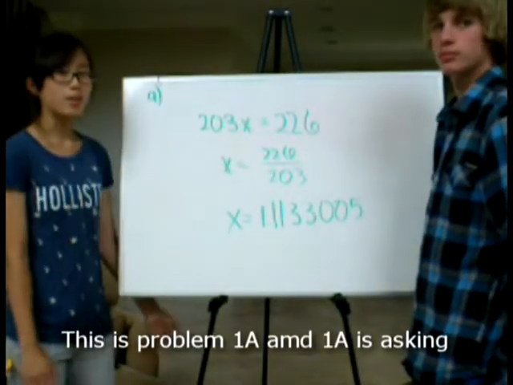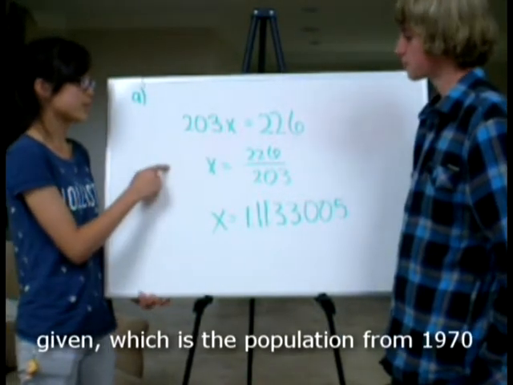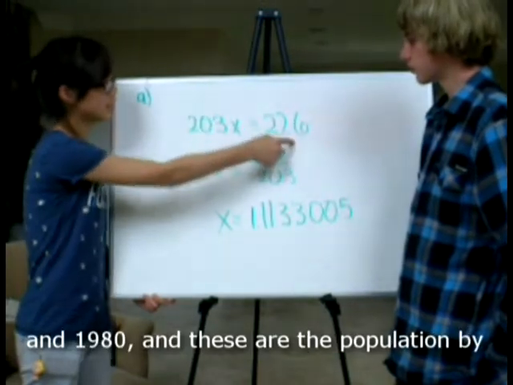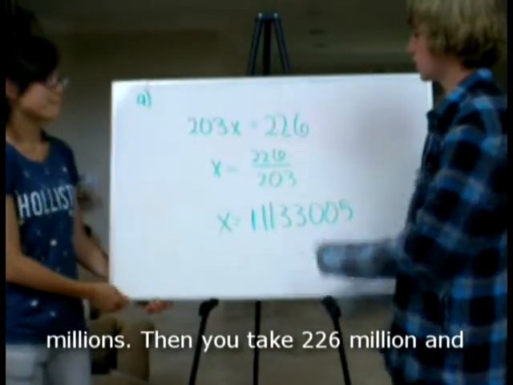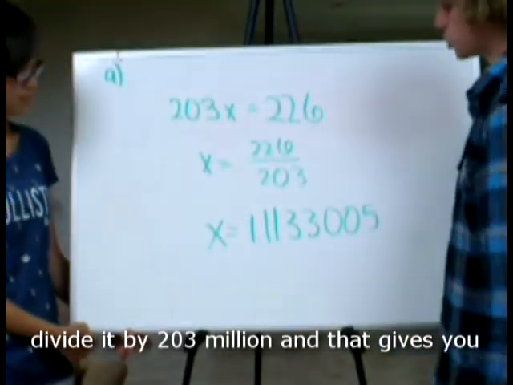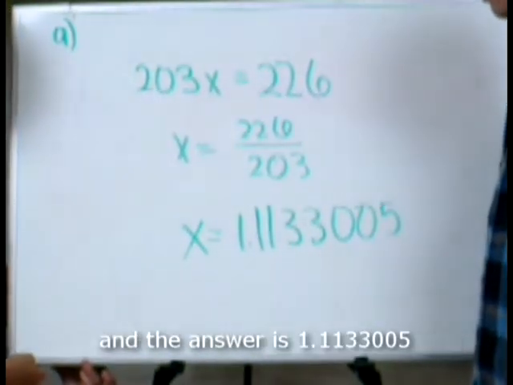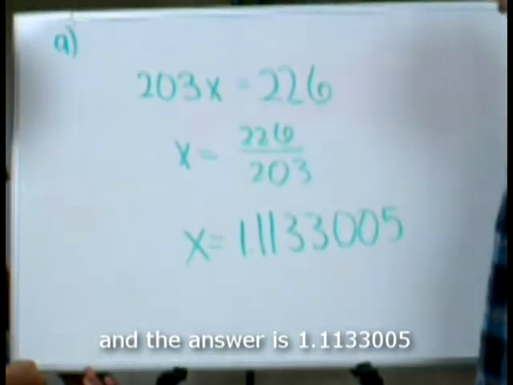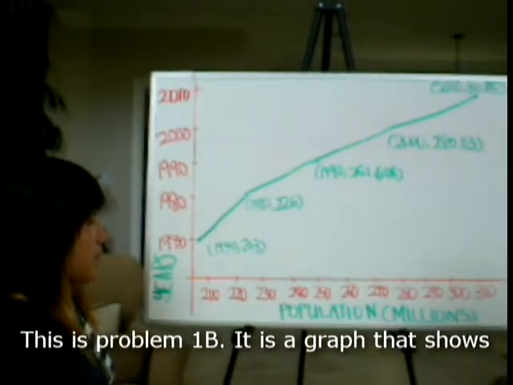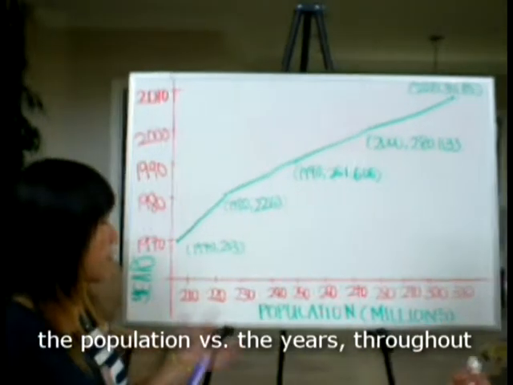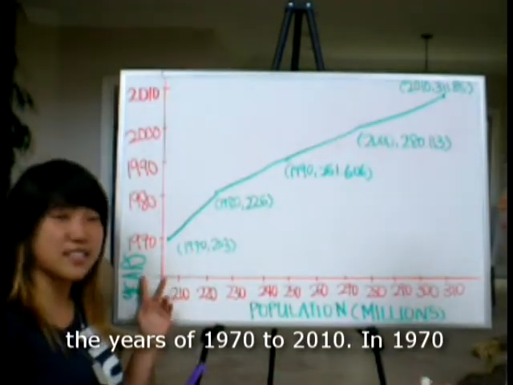This is problem 1A, and 1A is asking you the factor of the information given, which is the population from 1970 and 1980, and these are the population by millions. Okay, so then you take 226 million and divide it by 203 million, and that gives you the factor of the population growth, and the answer is 1.1133005.